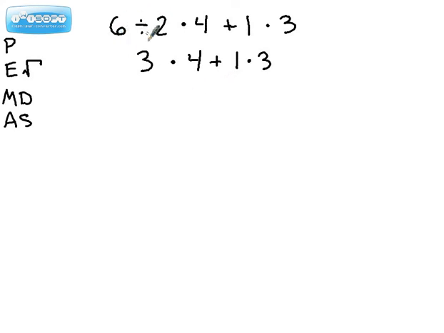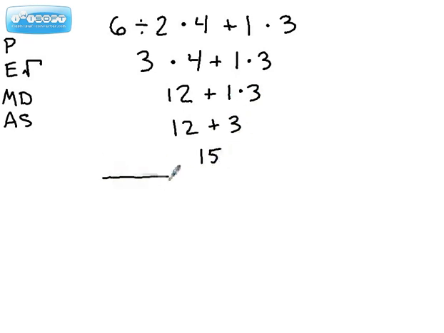So we do 6 divided by 2 is 3, and then I just write down the rest of the problem. Everything went down just like normal. So I keep going left to right with the multiplication and division. 3 times 4 is 12, plus 1 times 3. And then here's another multiplication. 1 times 3 is 3. So then we add them together and we get 15.